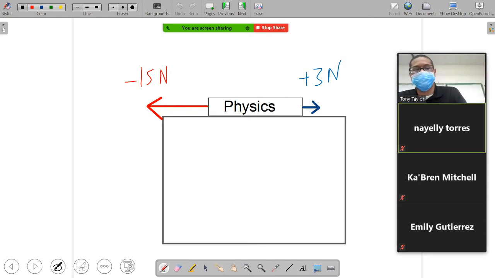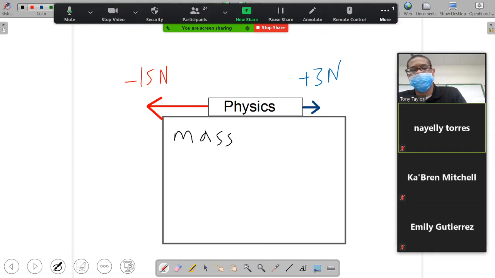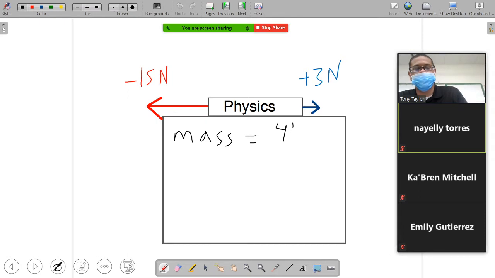Guys, just briefly reviewing what we talked about before the Thanksgiving break. If you know the mass of this book here, so let's say, I'm going to throw out a value here. Let's say the mass of this book was 4 kilograms. If you know the mass of this book, you can easily calculate the acceleration of the book. And you guys should know how to do that.